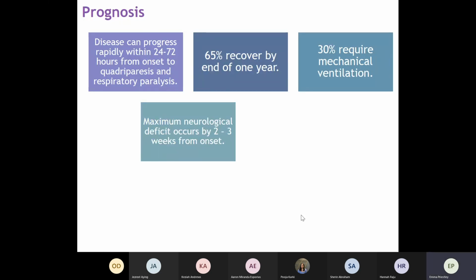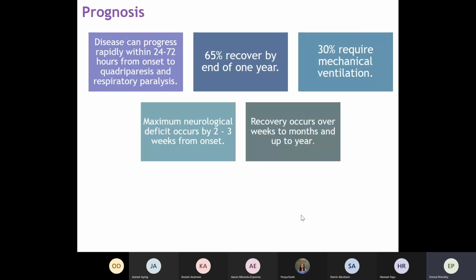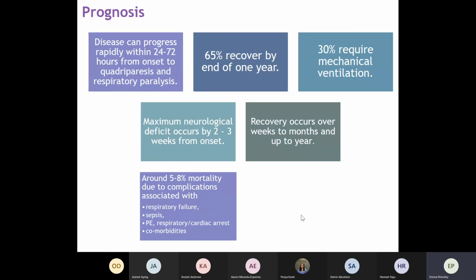The maximum neurological deficit occurs 2 to 3 weeks from onset. So again, you're just watching that increase in severity of the illness. Recovery can take weeks and months and up to a year. Around 5 to 8% mortality. So some do die. They die of complications related to the Guillain-Barre. They don't die of Guillain-Barre itself.